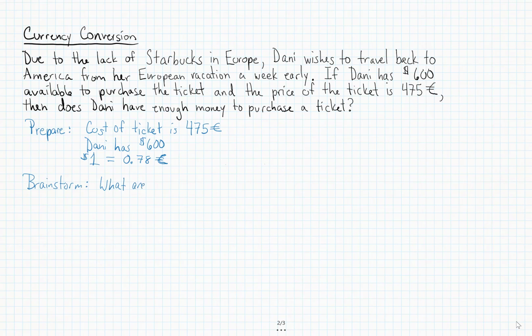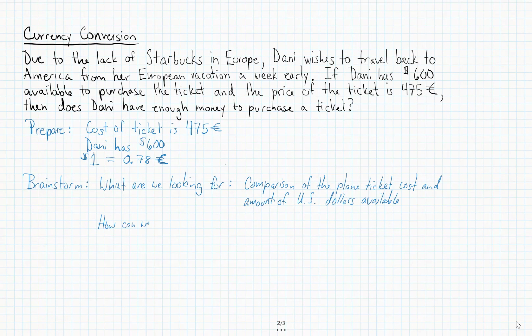So what are we looking for? Well, we're looking for a comparison of the plane ticket cost and the amount of US dollars available. So now how can we compare these two values? We're going to have to convert one of the currencies. Whether we convert the euros to dollars or the dollars to euros, it doesn't matter. We can still compare either way. But just remember, we have to basically have enough money to cover that plane ticket cost. So just for convenience and how it would actually work if you're overseas, let's convert dollars, US dollars, to euros.